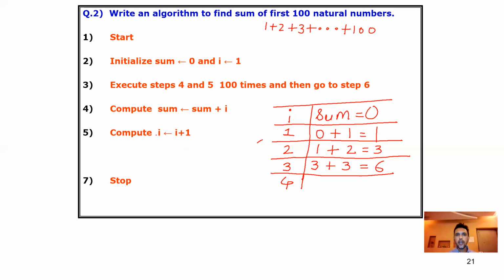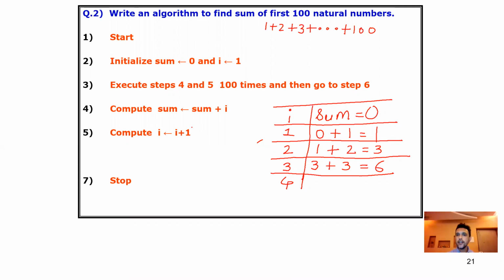Now, I am pretty sure everybody understood this. Now, understand why we did all this. Once again, answer a very simple question. We have executed step number 4 and step number 5 how many times? 3 times individually. 3 times we have executed step number 4. 3 times we have executed step number 5.